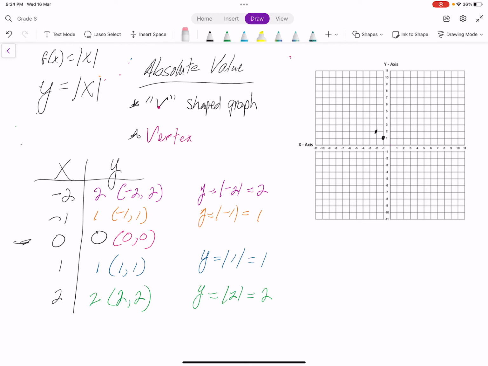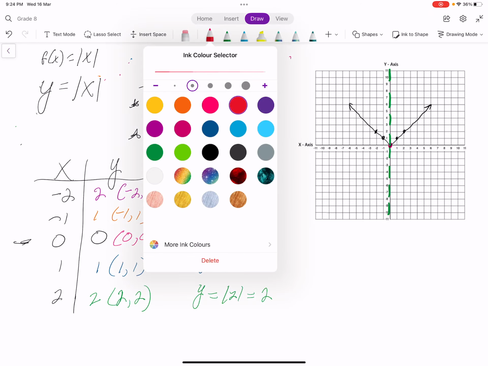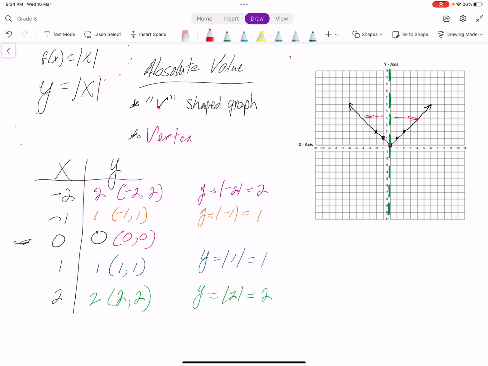So then from here, let me go ahead and make sure I'm in drawing. For here, I can then draw my graph going from both sides. And there is my absolute value graph. It has a V shape. Same thing as before, this is symmetrical. So if I were to draw a line going through my vertex, I see that the graph is the exact same replica on the right-hand side as it is on the left-hand side.